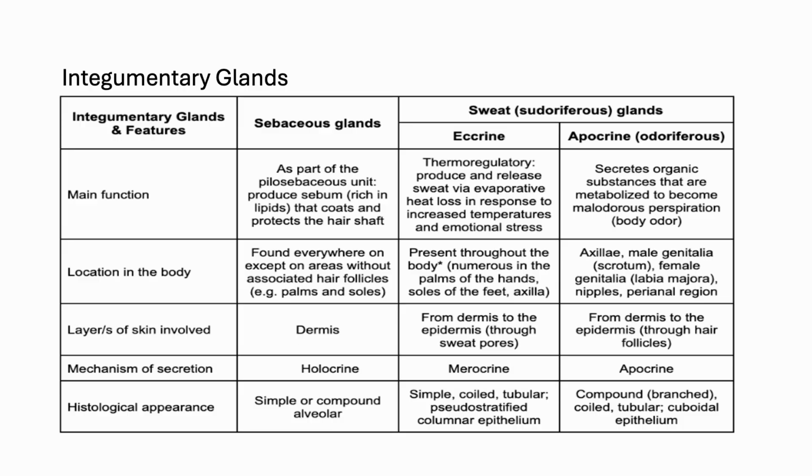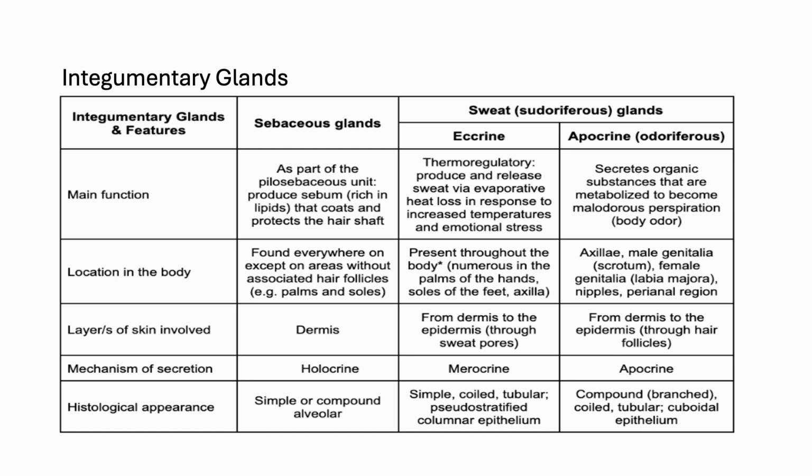Glands: integumentary glands are divided into two. We have the sebaceous glands and sweat glands, or sudoriferous glands. Sebaceous glands, as part of the pilosebaceous unit, produce sebum, rich in lipids, that coats and protects the hair shaft. They are found almost everywhere on the skin, except on areas without hair, like the palms and soles of the feet. Let's say they're not found in thick skin, but majorly they are found in thin skin.